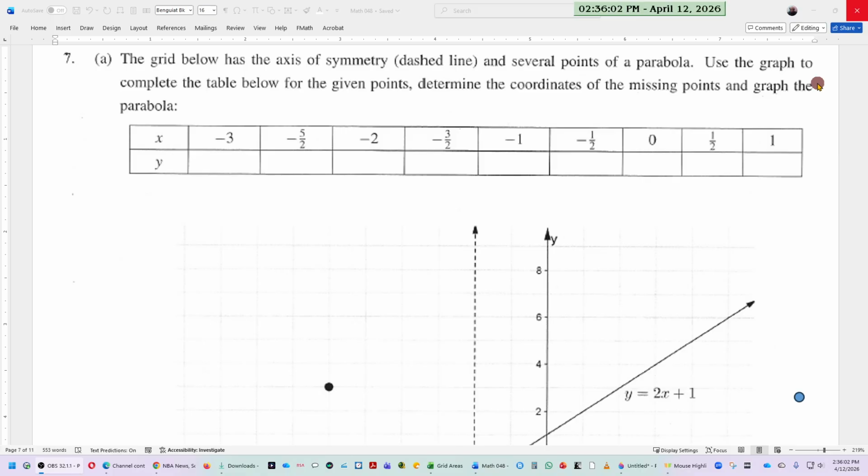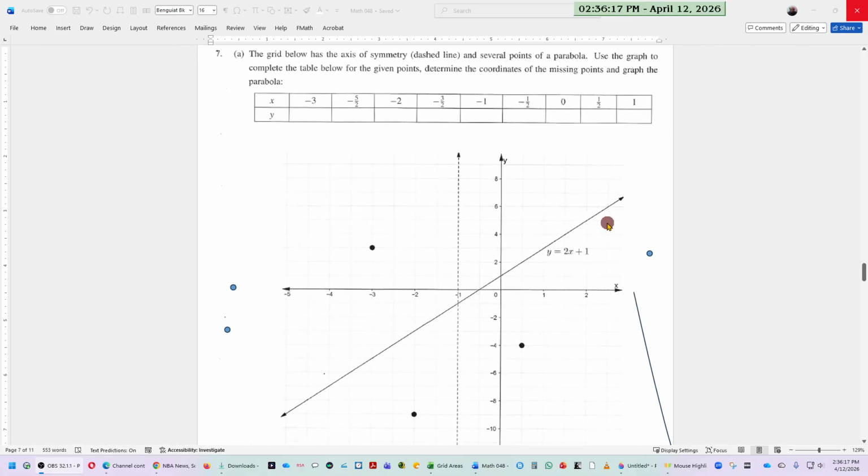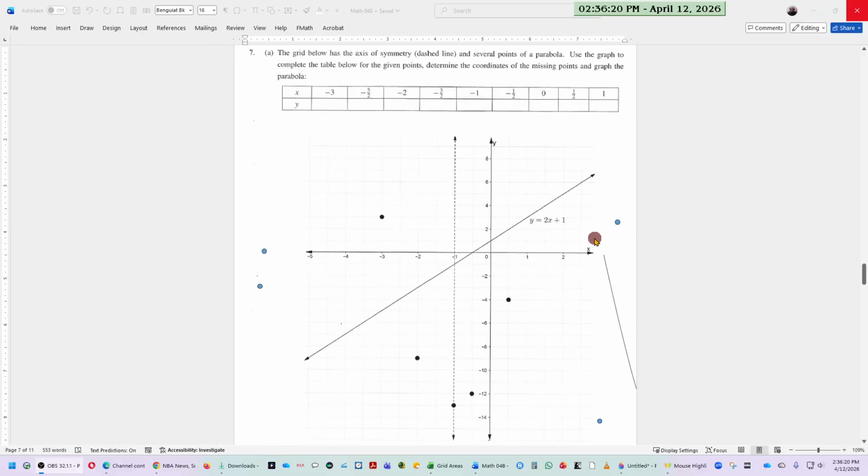Of course, these points can be found using a formula if the function is given. And then you have to determine the coordinates of the missing points and graph the parabola. So let's zoom out and have a look and see what's going on here. This is pretty much going to be a curve that's going to come down and then go back up. Now, the thing you need to be reminded of with the parabola is the lowest point or the highest point is going to be on the axis of symmetry.